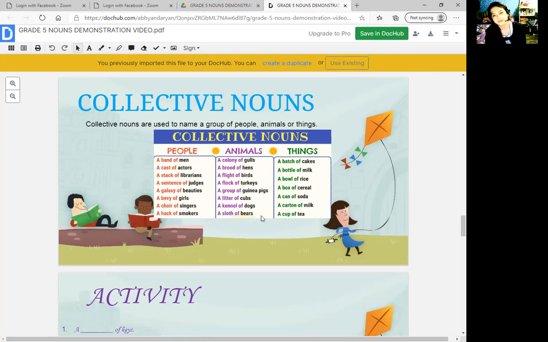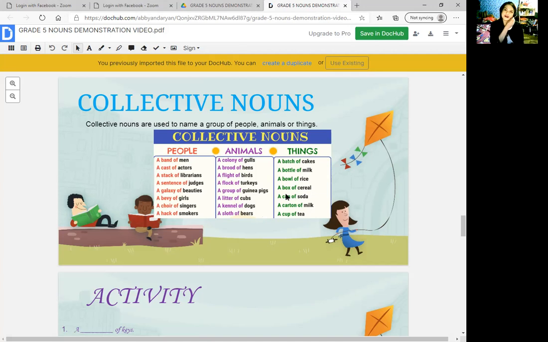And then next, we have things. A batch of cakes, a bottle of milk, a bowl of rice, a box of cereal, a can of soda, a carton of milk, a cup of tea.